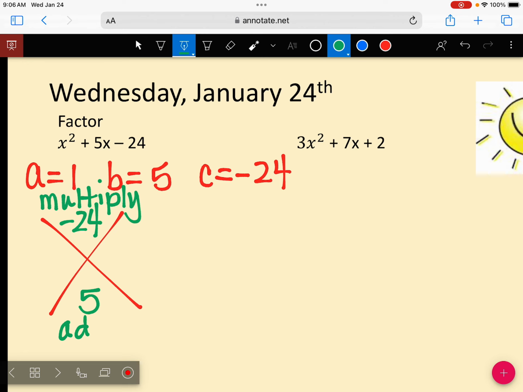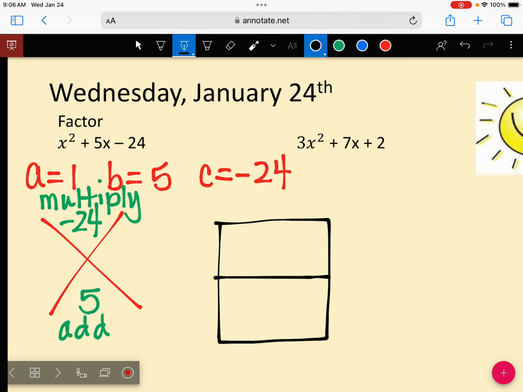And don't say it out loud, but try to find your two numbers that multiply to be negative 24. Hold on one second, Xavier. Find your two numbers that multiply to be negative 24 and add to 5. So I'll give you all a couple of minutes to find those numbers.